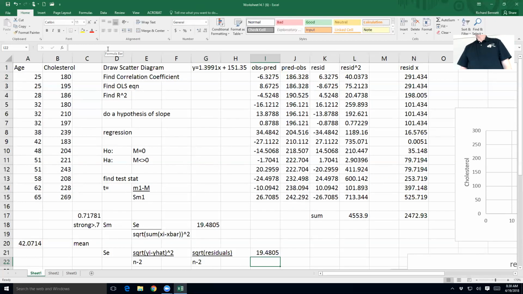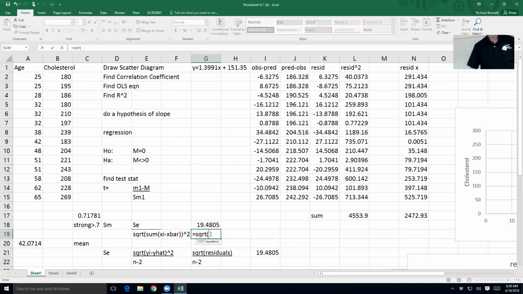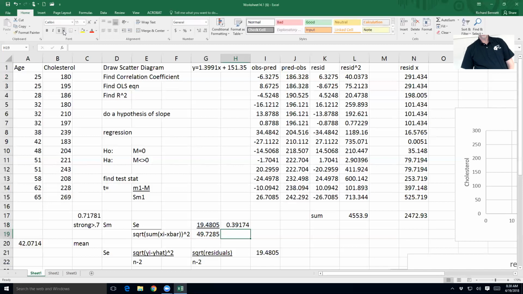Does that make sense? Yeah. So read your formulas closer than I did. Okay? All right. So now I've got 2472, and I want the square root of that number here. Okay? And now, when I divide those two numbers, I'm going to get 0.3917. So that is the standard deviation of the slope.